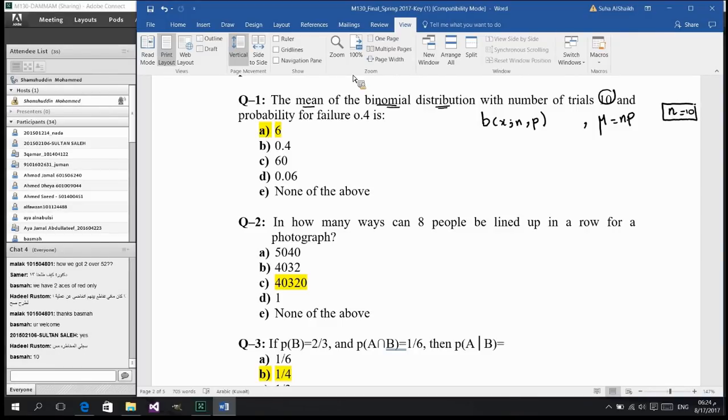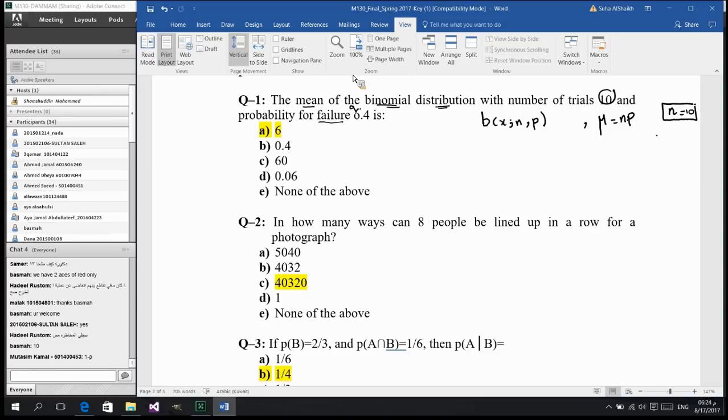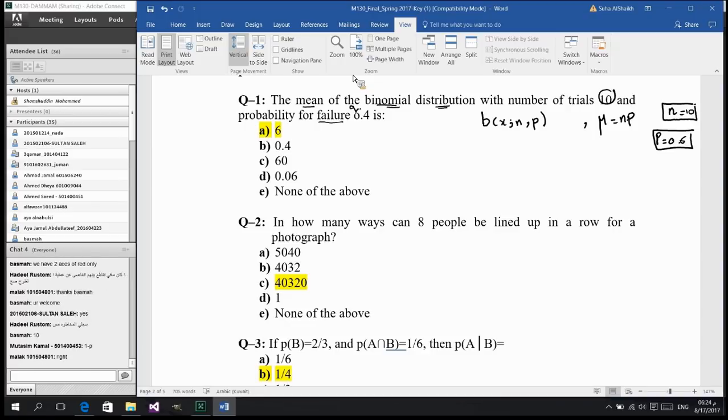And the probability of failure, pay attention, this is the failure. So this is my Q, not my P. So my P is 1 minus Q actually, so it is 0.6. Right or not? If the failure is 0.4, then the success is the complement of that one, which is 0.6. Now I have my n, I have my p, my mu is nothing but n times p, so multiply 10 times 0.6, it's equal to 6. So the correct answer is 6. Easy?